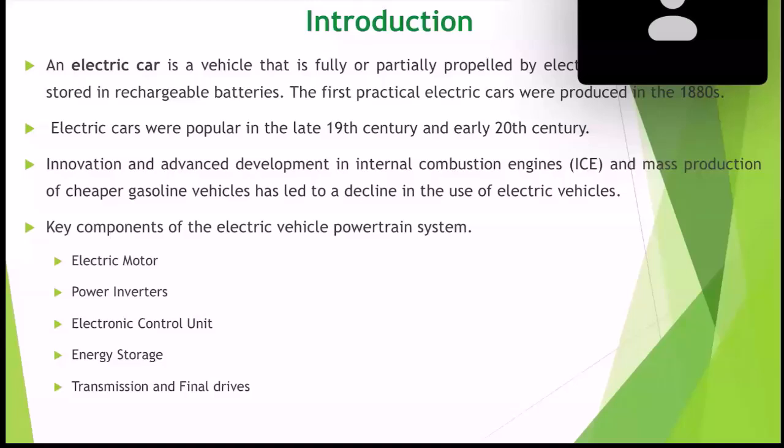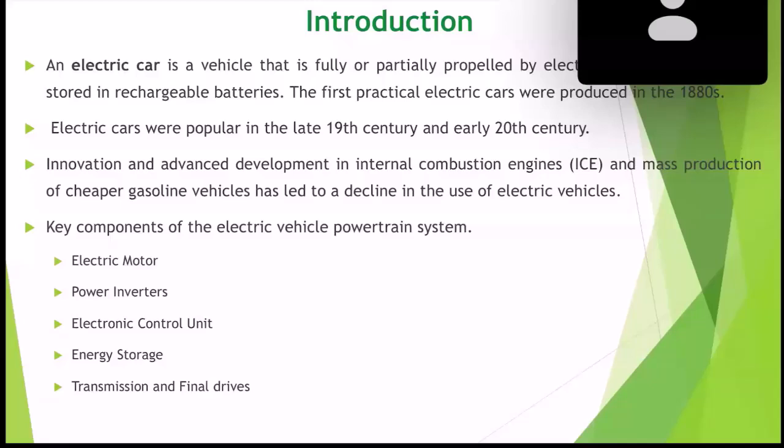So here, what are the key components in the electric vehicle powertrain system? Basically, these 5 components are found to be the key components in electric vehicle systems. That is the electric motor and power inverters, electronic control unit, energy storage system, which may be a battery in case of a battery electric vehicle, whereas in case of the fuel cell vehicle, it is a fuel cell, followed by the corresponding transmission and the final drives. Put together, we call these 5 elements the electric powertrain system. This electric powertrain system from one vehicle to another will constitute these 5 components as the major ones. And of course, some other minor components are also there.